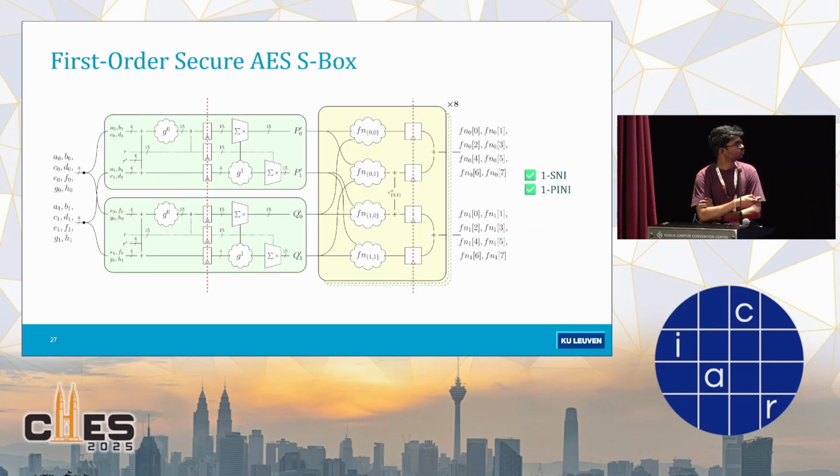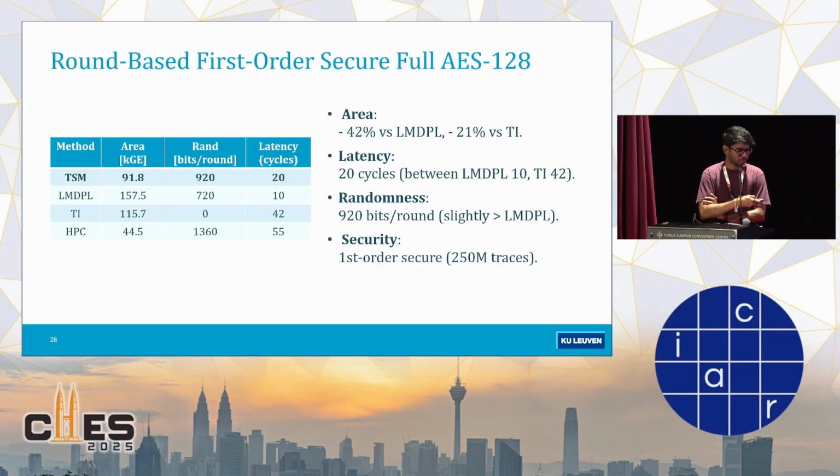So you have the 2 TSM blocks, and then you have the cross-mult, which is 8 different instances in parallel for each output. And again, as I said before, it's both SNI and PINI. The proof is in the paper. I'm not going to explain it. Yeah. And we use this to make a full AES.